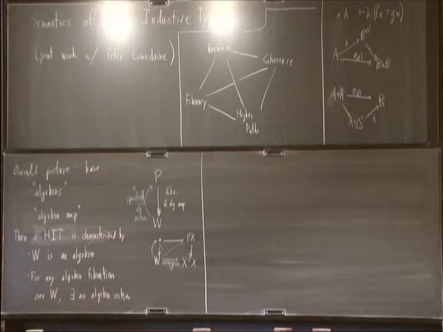Is the definition of an algebra fibration over W a fibration, the total space of which is an algebra, or is it a fibration of algebras? It's a fibration of which the total space is an algebra, and the fibration itself is an algebra map. I'm about to do some examples that will hopefully make that a little bit clearer.